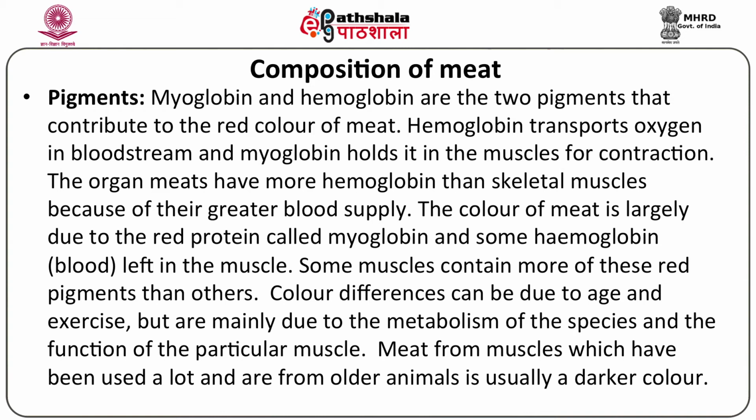The color of the meat is largely due to the red pigment called myoglobin and some hemoglobin that is left in the muscle. Some muscles contain more of these red pigments than others, and this contributes to the color differences in the meat. The color differences can also be due to the age and exercise of the animal, but are mainly due to the metabolism of the species and the function of the particular muscle. Meat from muscles which have been exercised a lot, or muscles from older animals, usually tends to have a darker color.